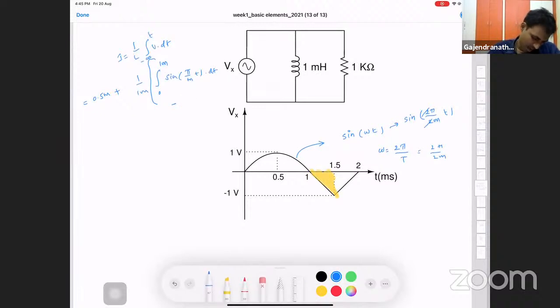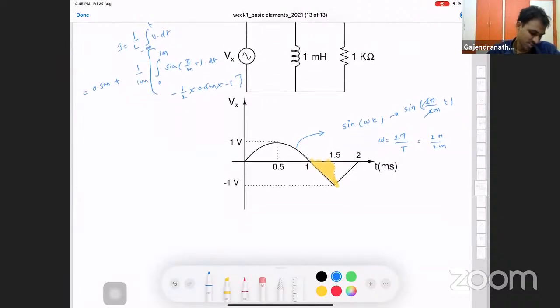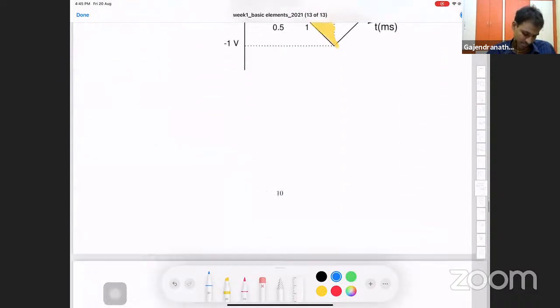of base, which is 0.5 milli, and height is minus 1. Right? So you solve this integration, sine will become cos of pi m by t multiplied by whatever. You can solve it and substitute, right? And you can simplify it, you get the right answer.